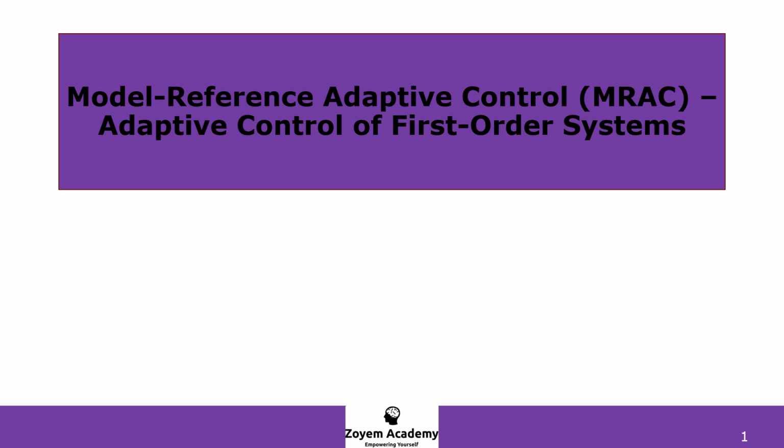This is the start of a series of videos on model reference adaptive control for first order systems. This video series assumes you already have some basic background on what adaptive control is. If you would like a specific refresher on adaptive control, just let us know in the comment section so we can take that into account when coming up with videos in the future.